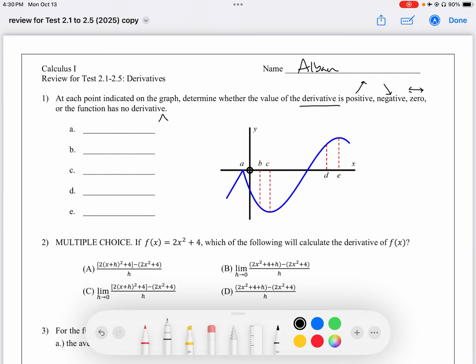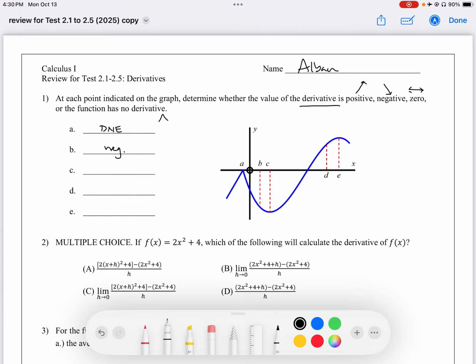At point A, it looks like we have a corner, so the derivative does not exist. At point B, it looks like my function is decreasing, right? It's going down. If I had a tangent line, it would have a negative slope, and therefore the derivative is negative.